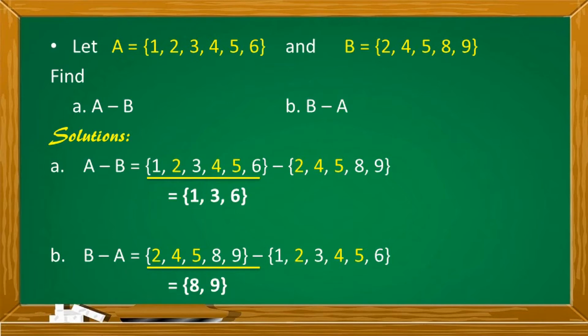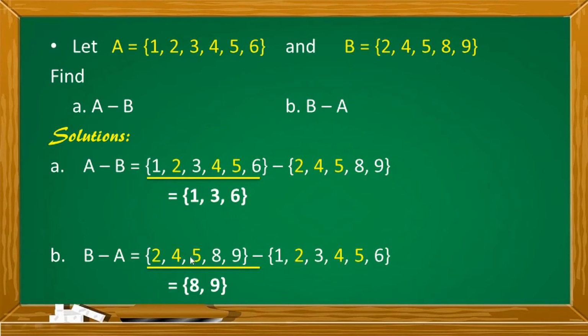And the remaining unique elements or yung mga naiwang elements ni set A or ng unang set ay 1, 3, and 6. These elements are the difference of sets A and B, or it is the difference of set B from set A. Next, letter B, B minus A. This time, kukuha tayo ng sagot mula kay set B dahil siya ang unang set. 2, 4, 5, 8, and 9.